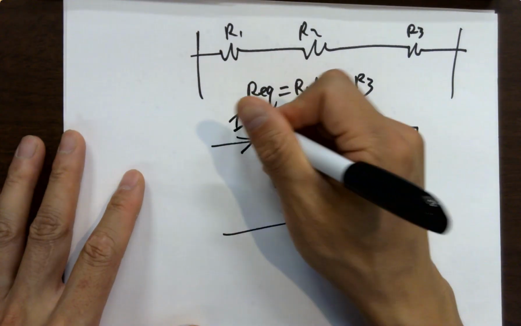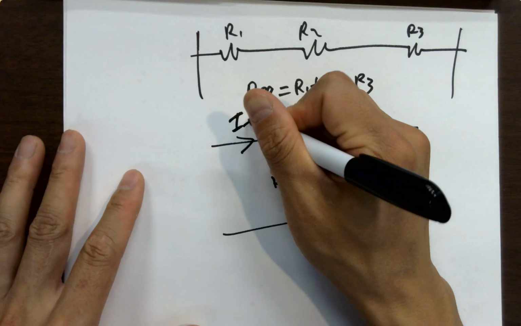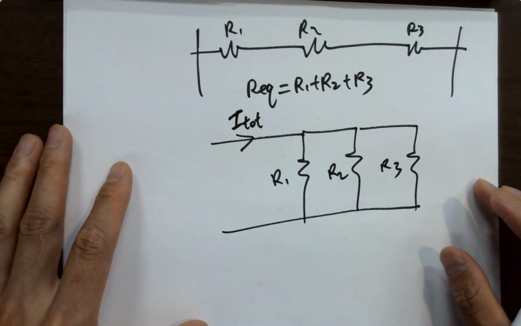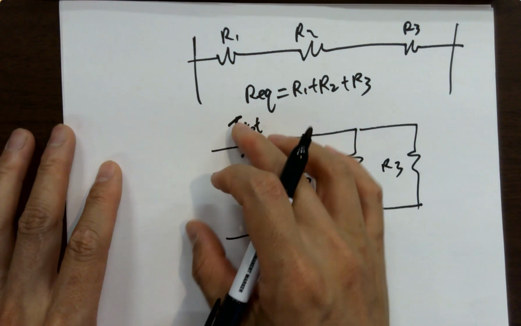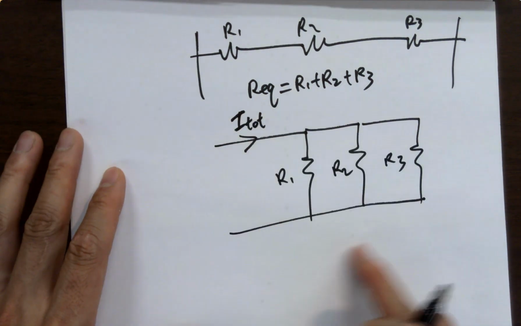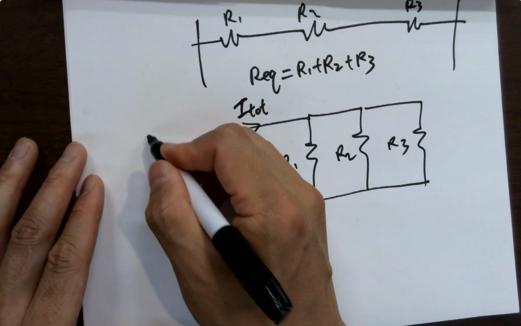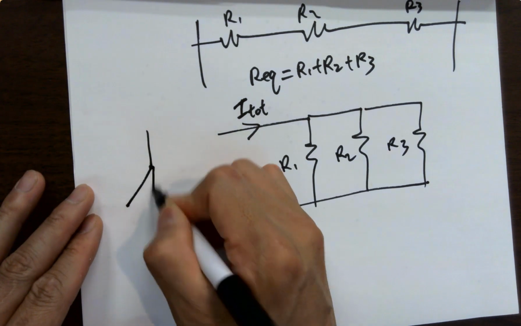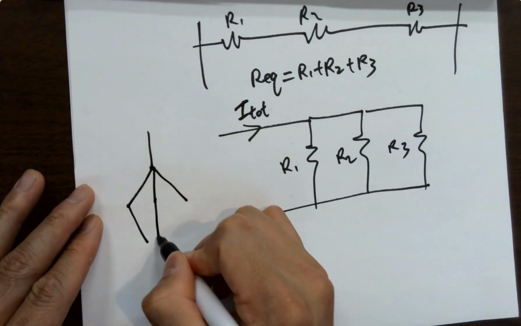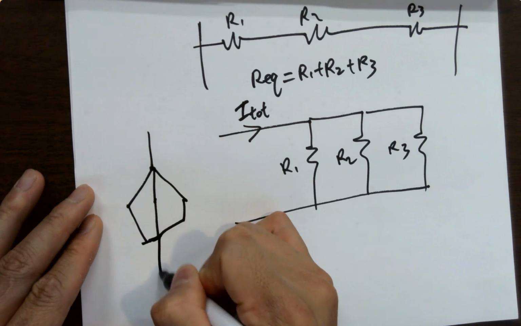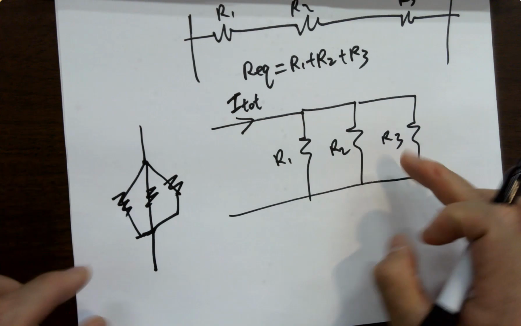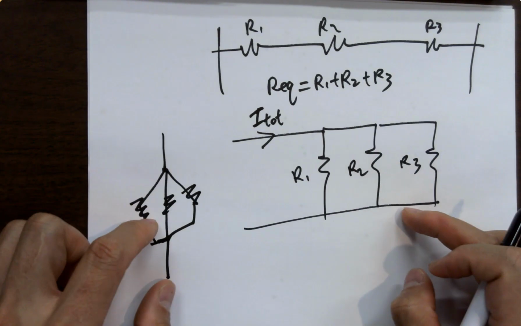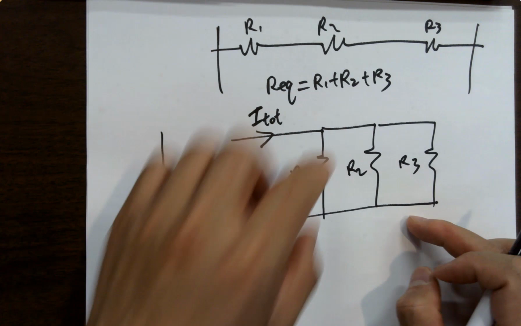So you have an overall I total, before this current gets split into 3 branches. One quick question: if I drew it that way, is this equivalent to 1 pipe splitting into 3 branches, and then merging to another node? Resistors, are they the same? Yes. Just being drawn in a different way.